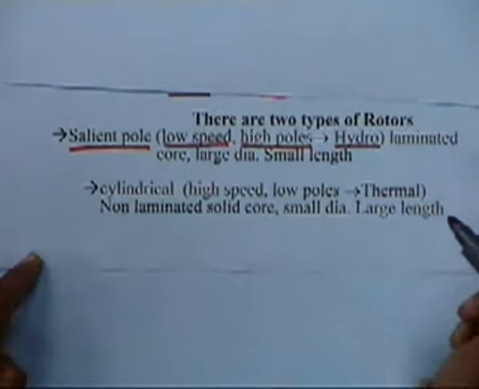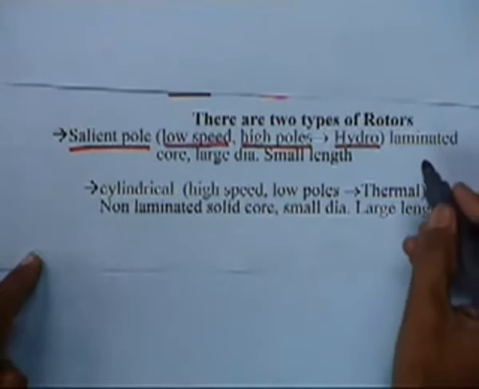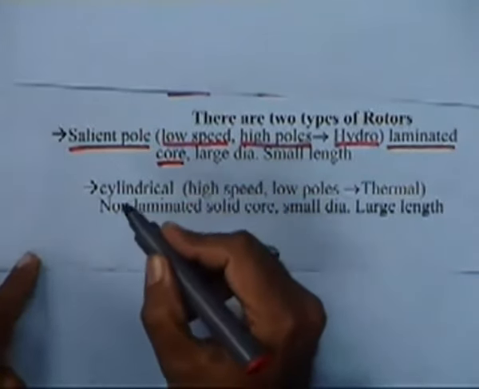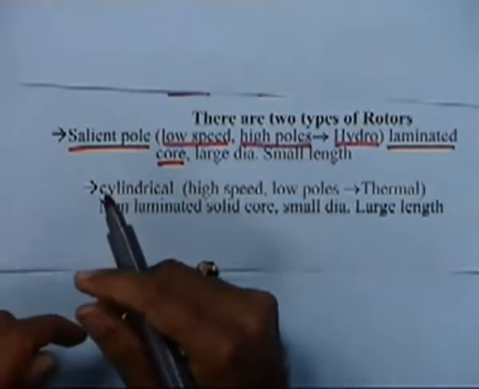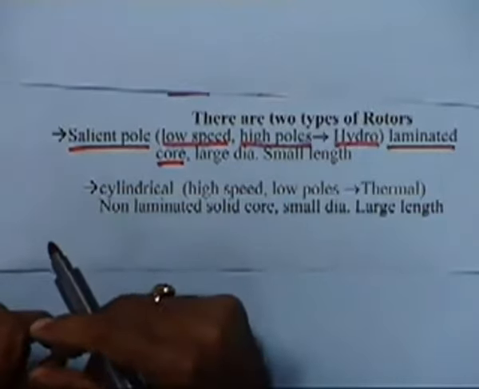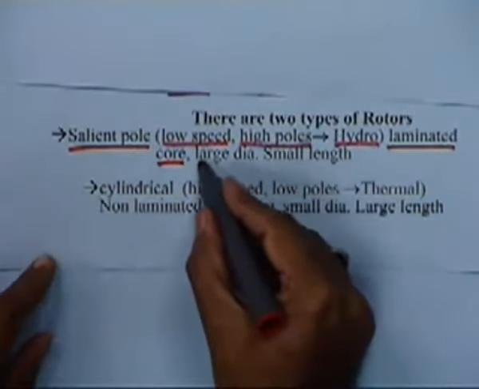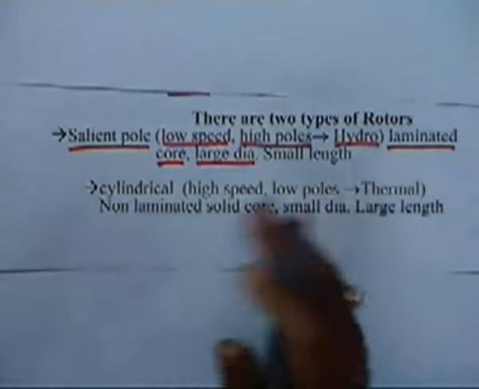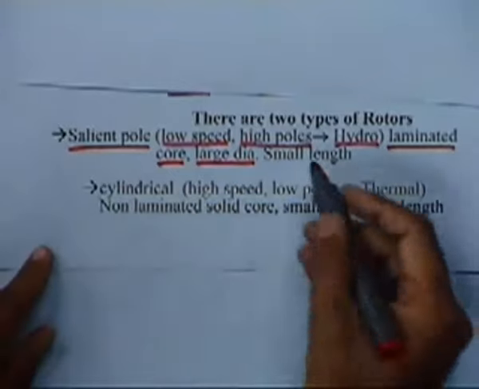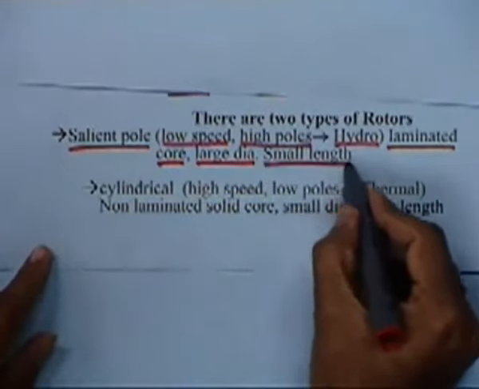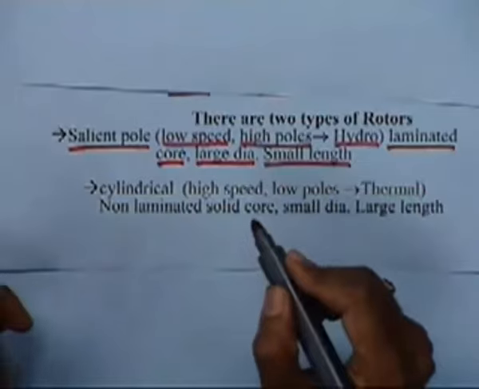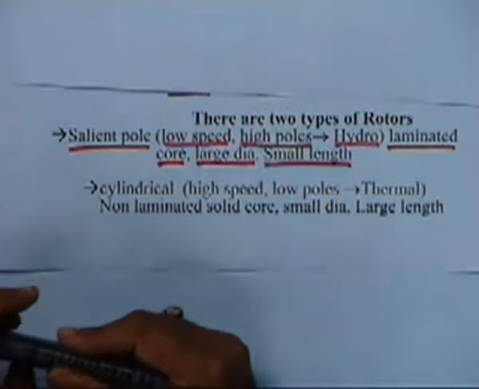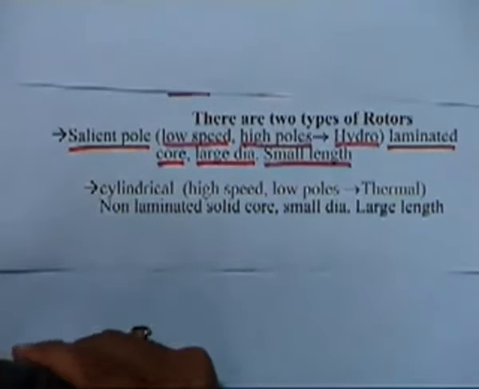And you have, of course, these generally have laminated cores. They are not solid cores, even in the field winding, and they have large diameter. The diameter of the rotor is large, but its length is small. So these are the features of the so-called salient pole machine.